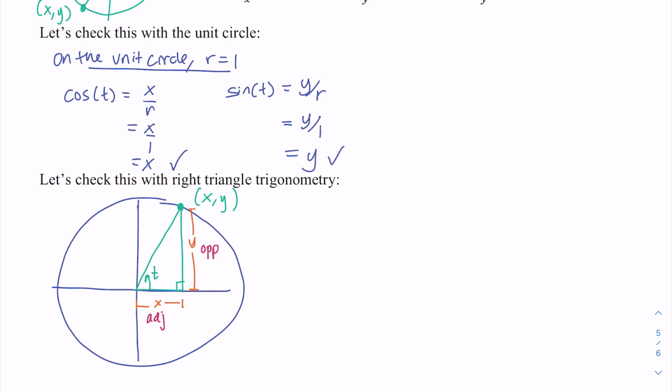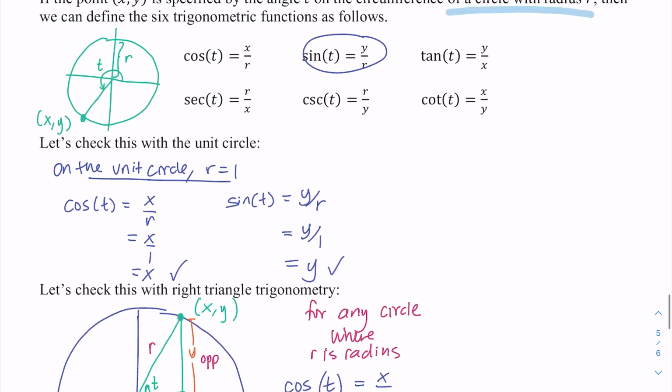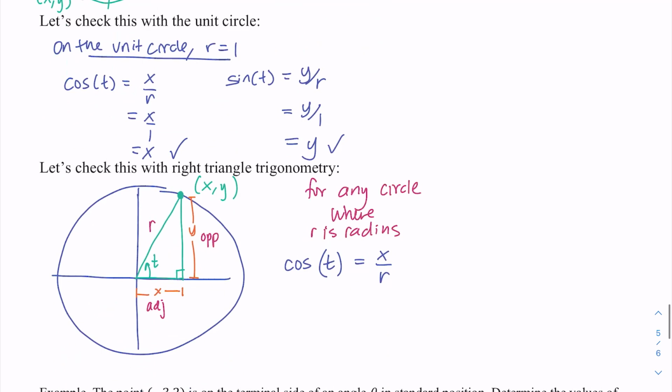Now this is the important part. We're just checking this with right triangle trig, and this is saying for any circle where r is the radius, so not necessarily 1. So we're going to write this as r instead of 1. All right, so let's see what we get here. So let's start with cosine. We'll say, well, cosine of t is equal to adjacent over hypotenuse, so x over r. Does that match the definition that we just gave? Yes, it does. Okay, excellent.